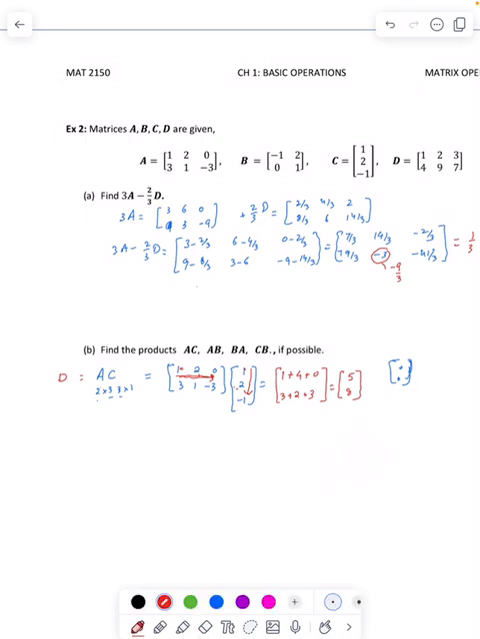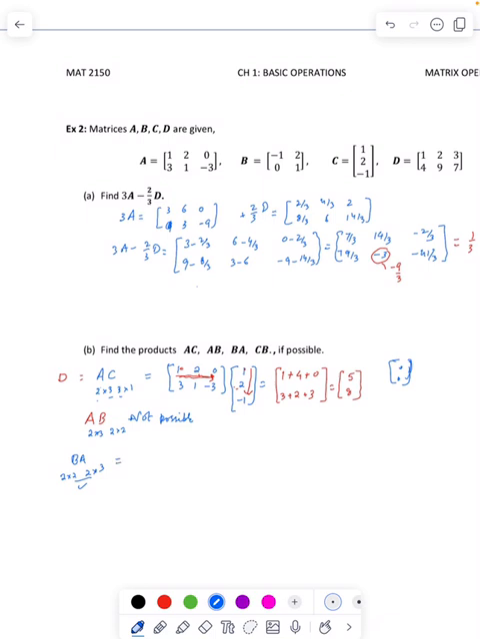So next, what about A times B? The size of A is 2 by 3 and the size of B is 2 by 2. So not possible. So we cannot find AB. What about BA? The size of B is 2 by 2 and the size of A is 2 by 3. So yes, we can multiply this.